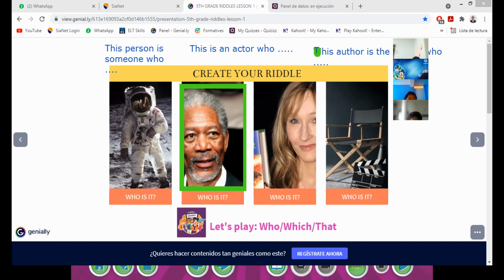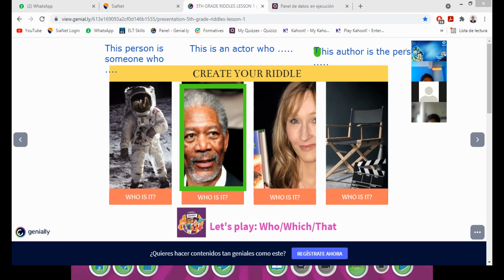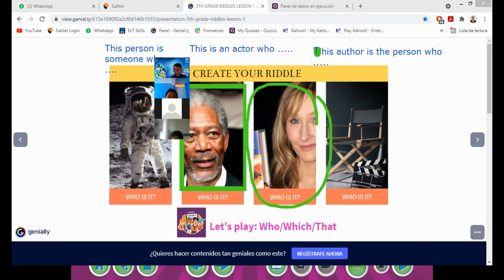This is an actor who plays in, for example, Titanic, which is more famous. This is an actor who plays in the movie Titanic. Who is the actor? Leonardo DiCaprio, for example. He's the actor in that movie. You see? You can use this idea. Or, if you prefer, you can talk about authors. For example, this author is the person who wrote Harry Potter. Who is this person? J.K. Rowling. Yes, Fabiana, good job. You're right. This author is the person who wrote Harry Potter.